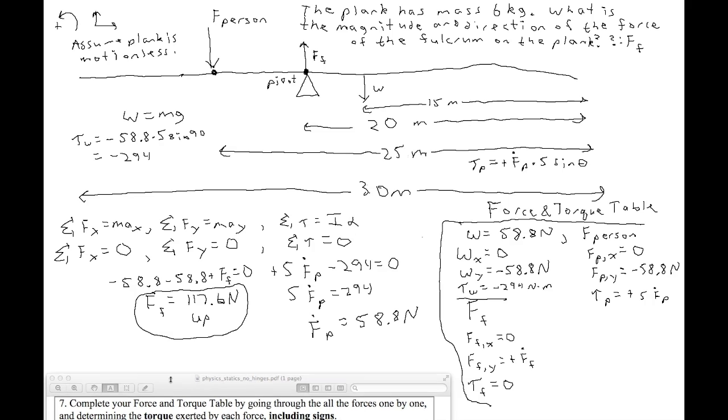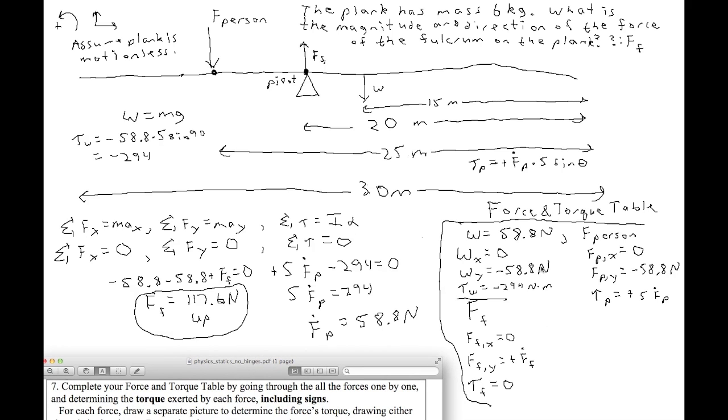One thing I didn't put in the handout that maybe I should have for the next edition is whenever possible, try to update your force and torque table. As soon as we figured out that this was Fp, we should have gone back and said that this was now the y component. Now we had more information about it. That may have helped us to avoid that mistake.